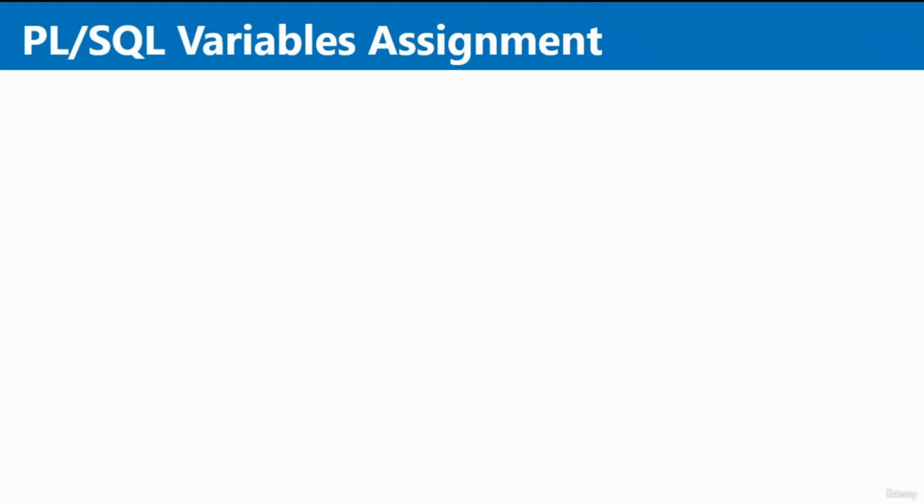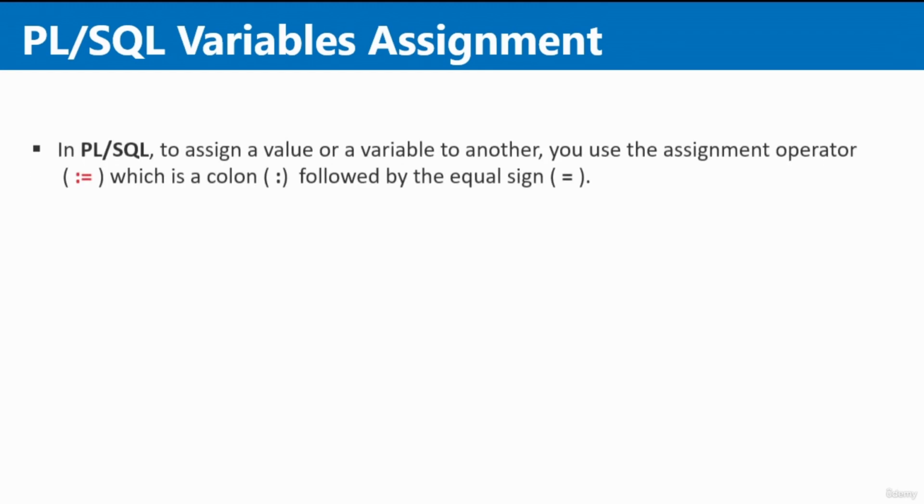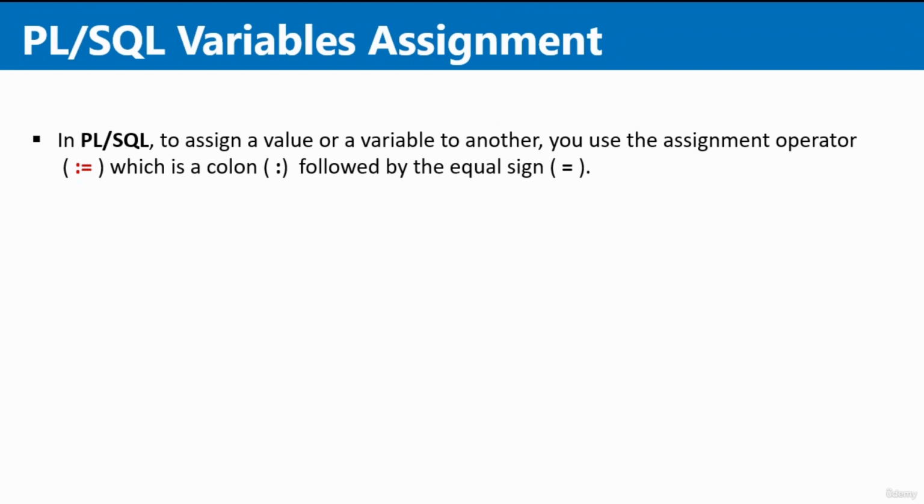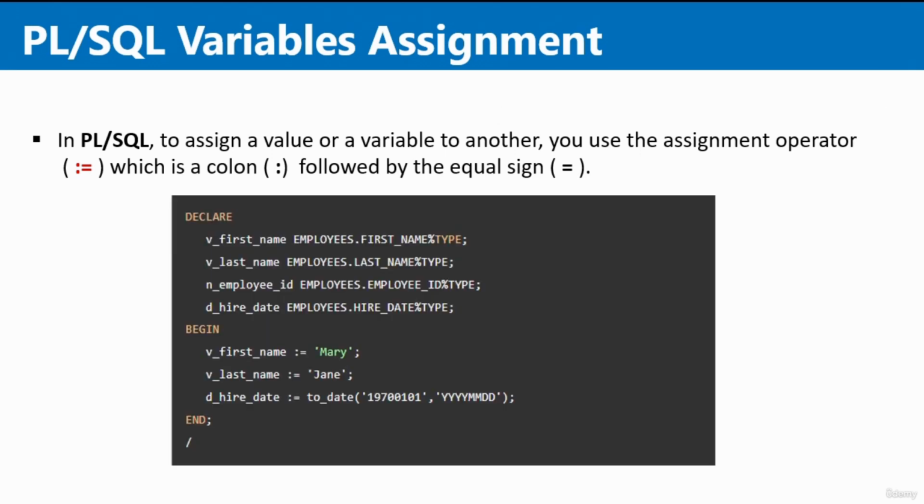In PL/SQL, to assign a value or a variable to another variable, you can use the assignment operator. So the assignment operator is basically a colon followed by an equals sign. Here's an example of how variable assignment works.